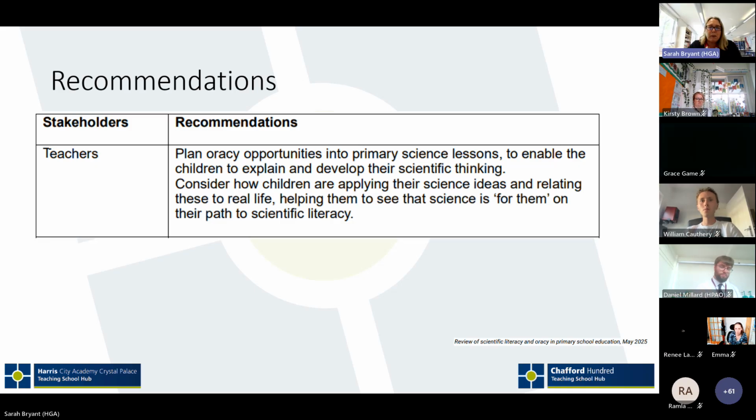Consider how children are applying their science ideas and relating these to real life, helping them to see that science is for them on their path to scientific literacy. And I think that's really important. The fact that all children have to take science GCSE going forward, and I know we're at the beginning of their journey, and yet it's really interesting. I'm doing a piece of research at the moment of how children love science, it seems, in primary, but actually as they get further on in their journey, they feel it's too difficult and it's not for them anymore.